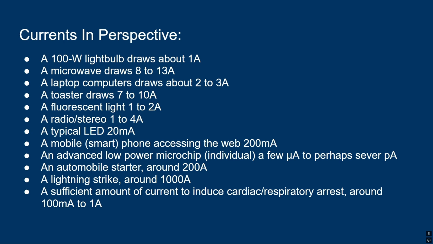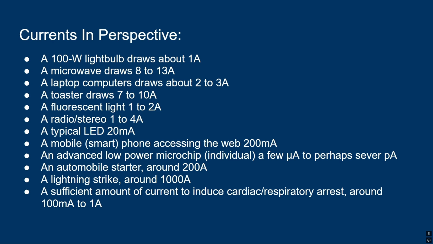Alright, so let's try to get some perspective on this. What's considered a lot of current and what's considered a little amount of current? It's a good idea to have an idea of comparison when you start messing about with electronic devices. So these are some examples that I have. A 100-watt light bulb draws about 1 ampere. A microwave draws about 8 to 13 amperes. A laptop computer, pretend there's not an S there, draws about 2 to 3 amperes, and a toaster draws about 7 to 10 amperes.